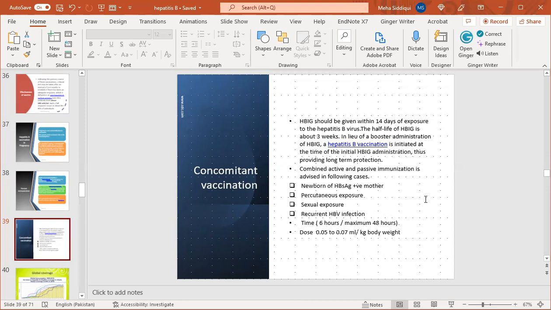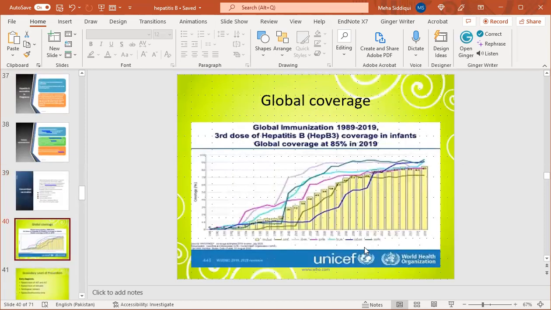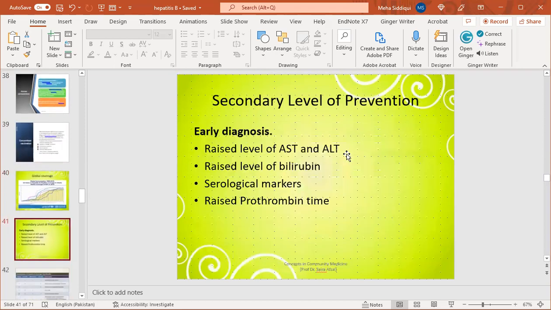Combined active and passive immunization is advised in the following cases: newborns of hepatitis B surface antigen positive mothers, percutaneous exposure, sexual exposure, and recurrent hepatitis B infection. The timing of hepatitis B immunoglobulin, that is passive immunization, is from 6 hours to a maximum of 48 hours, and the dose is 0.05 to 0.07 ml per kg body weight. So this is the global immunization coverage from 2018 to 2019. The third dose of hepatitis B coverage in infants is 85% in 2019.